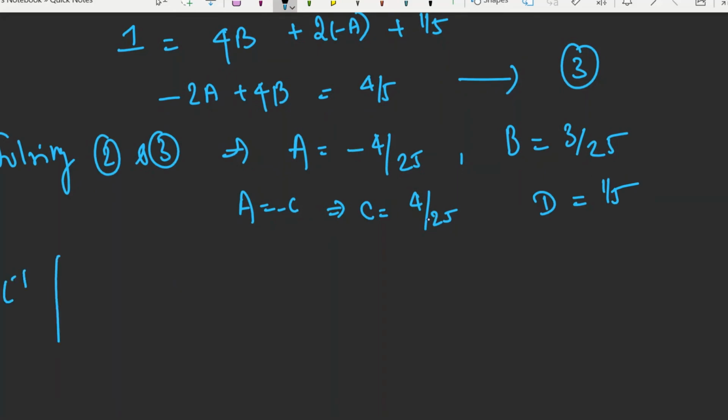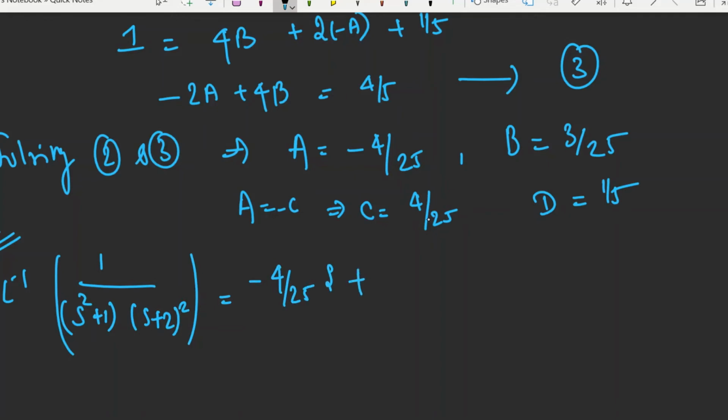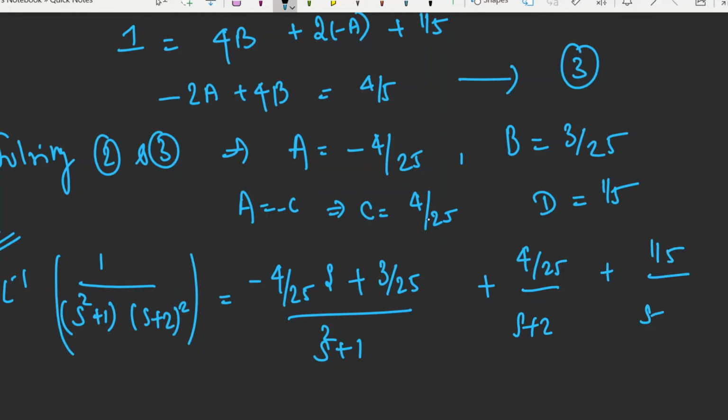So L inverse of first expression, we are calculating L inverse for the first term. L inverse of 1 divided by s square plus 1 times s plus 2 the whole square equals minus 4 divided by 25 s plus 3 divided by 25 over s square plus 1. Similarly 4 by 25 over s plus 2 plus 1 by 5 over s plus 2 the whole square. So for all the terms we have to take L inverse.